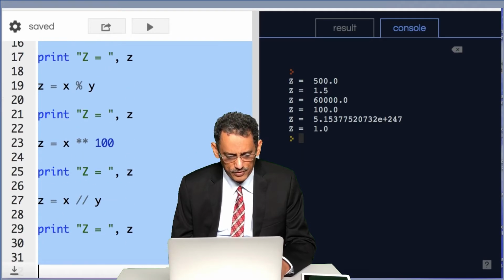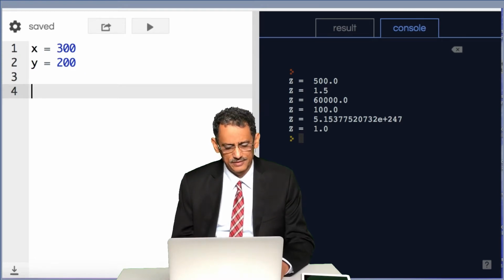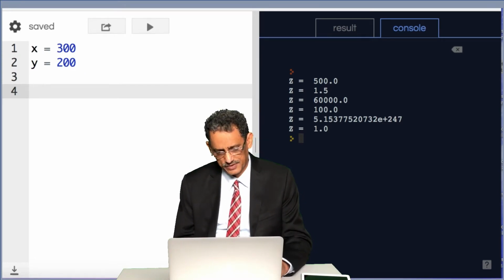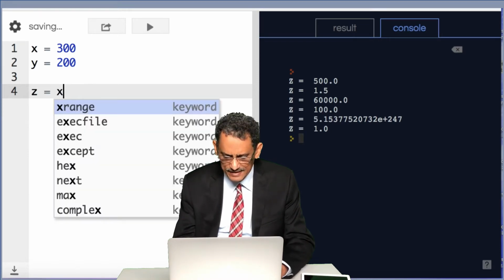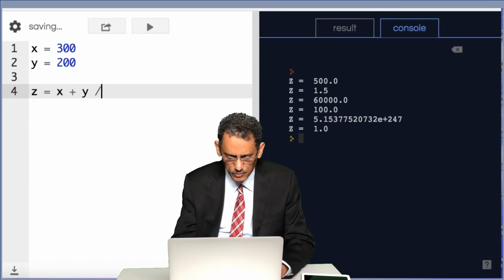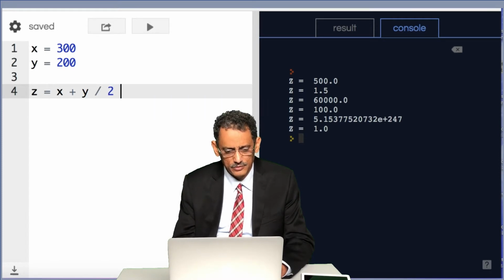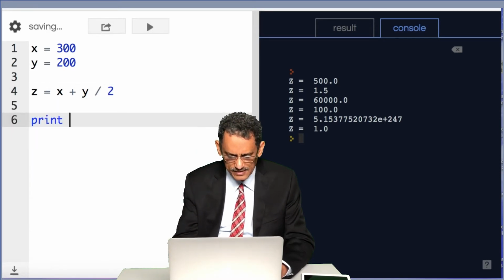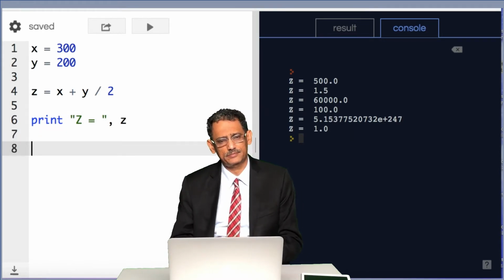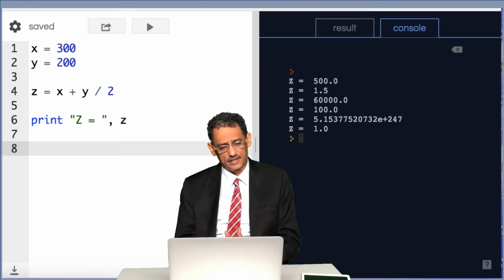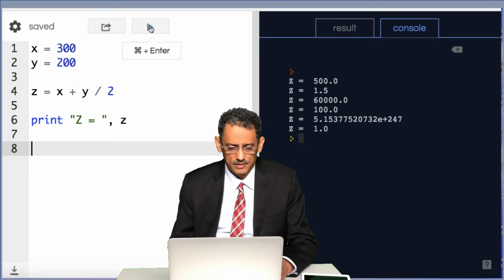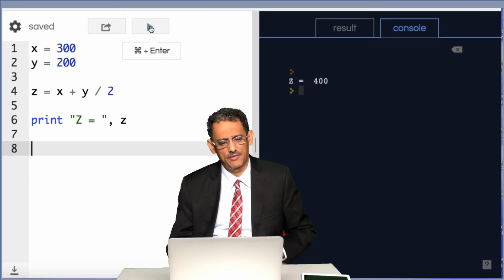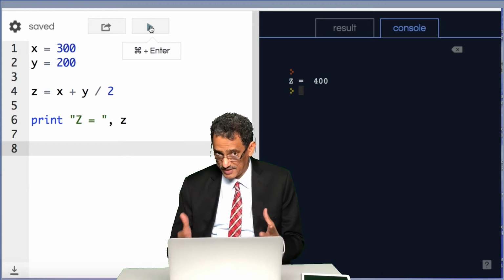So let's remove all this code. Now we don't need it, and let's start doing some of that calculation. So if we say z equals x plus y divided by 2, what do you think the answer will be? With x at 300 and y at 200, tell me the answer, and see the answer is here. It came 400.